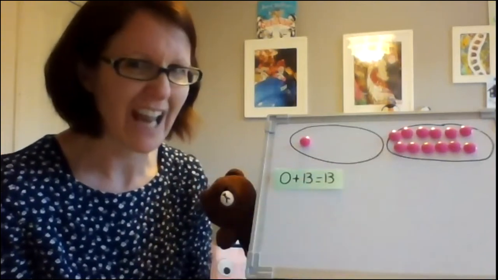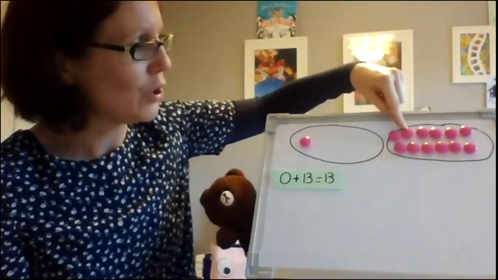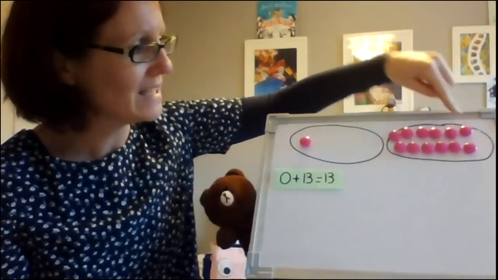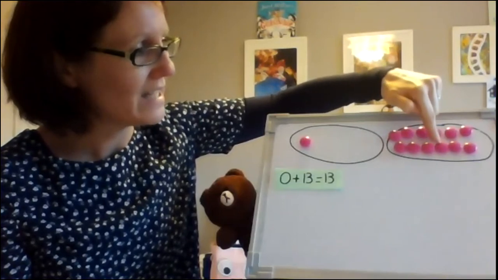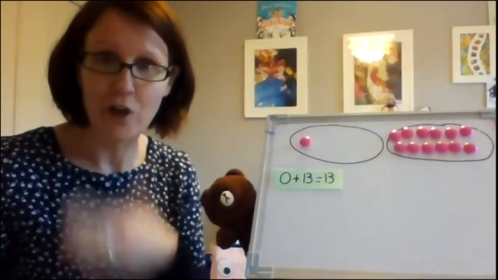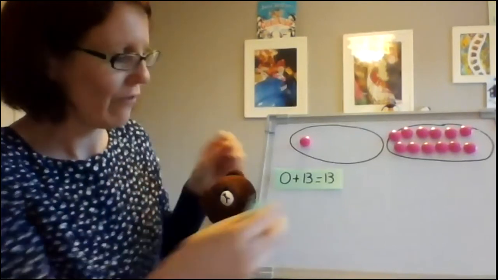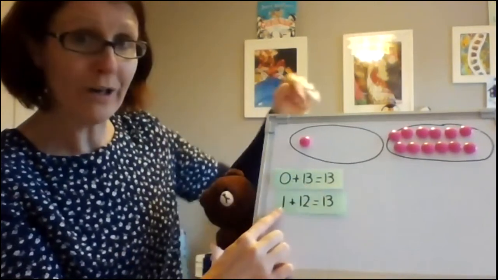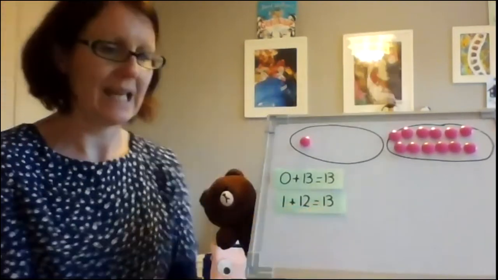Should we just check to make sure one of them hasn't fallen off? 1, 2, 3, 4, 5, 6, 7, 8, 9, 10, 11, 12. Yes, I have a few that didn't fall off. So our next number sentence we could have for our number pattern is 1 add 12 equals 13.